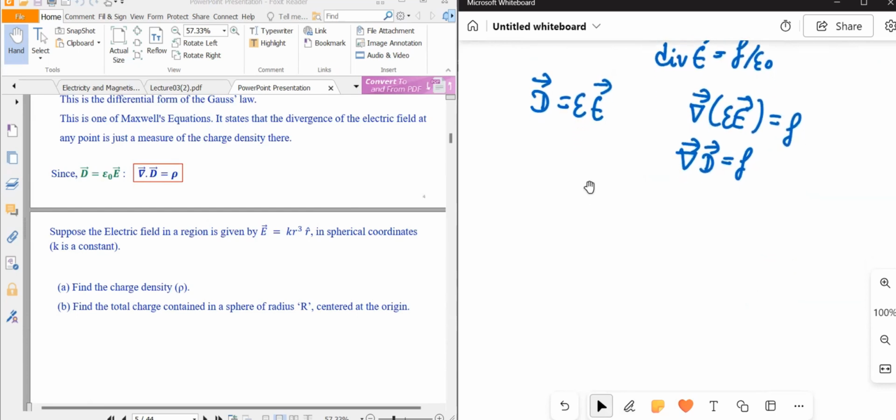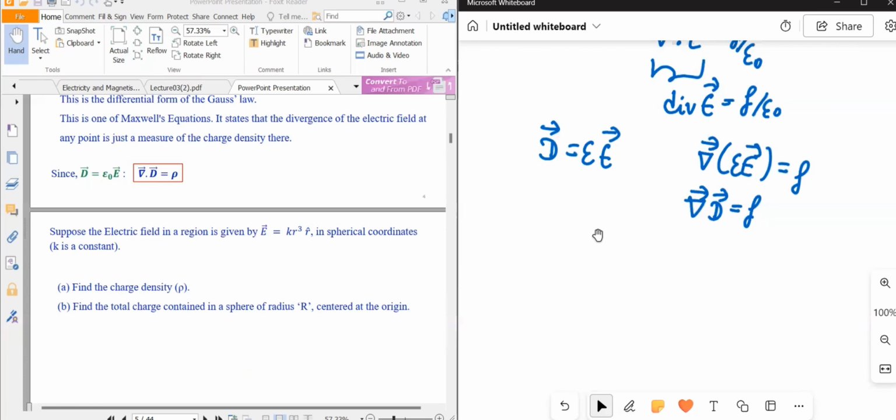So here a question is given. Suppose the electric field in a region is given by this value. E is equal to K r cubed, in the direction of r in the spherical coordinate system, and K is a constant. Find the charge density rho and also find the total charge contained in the sphere of radius R centered at the origin.